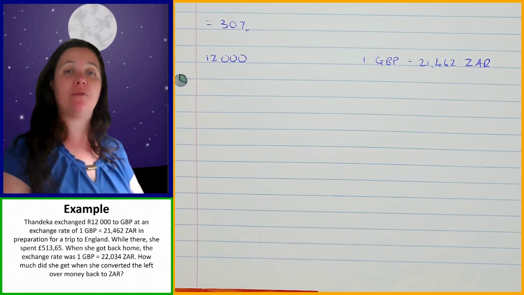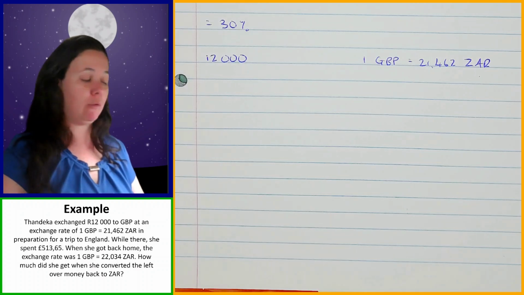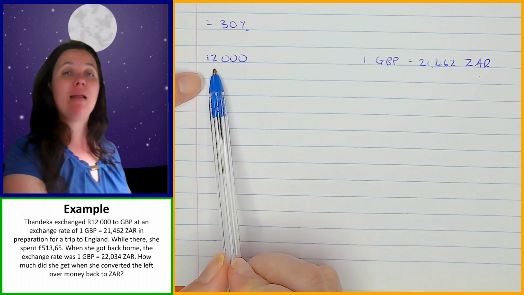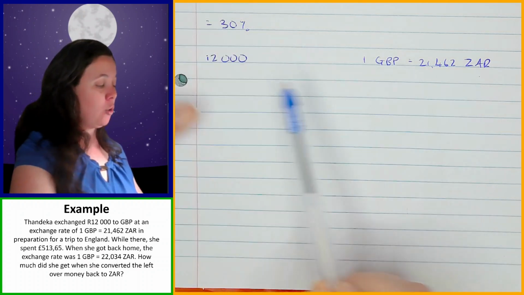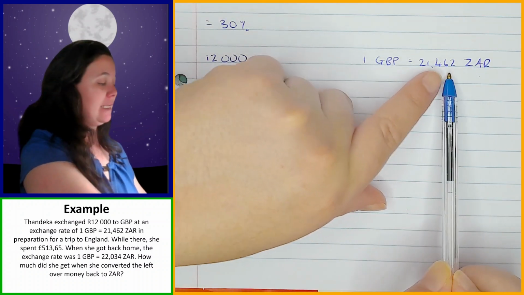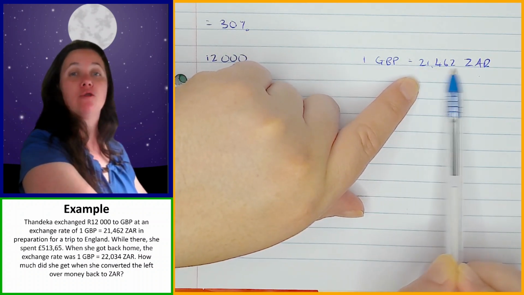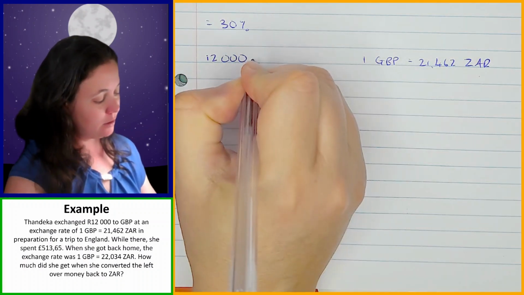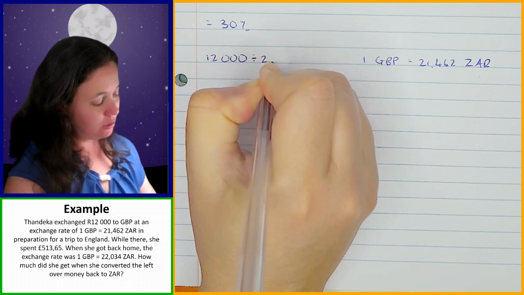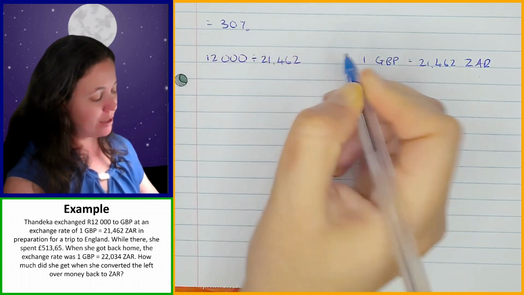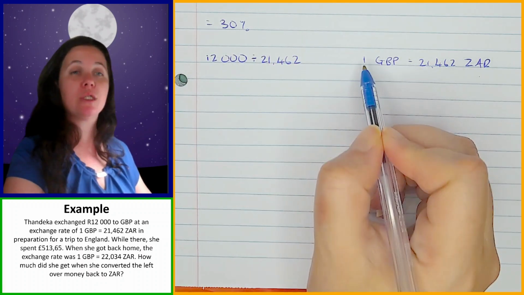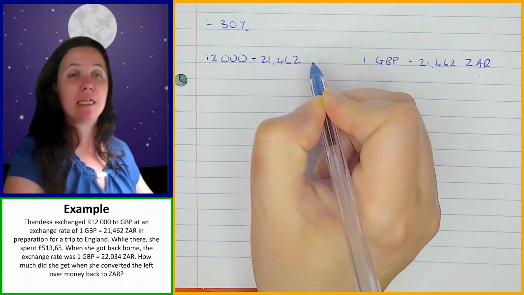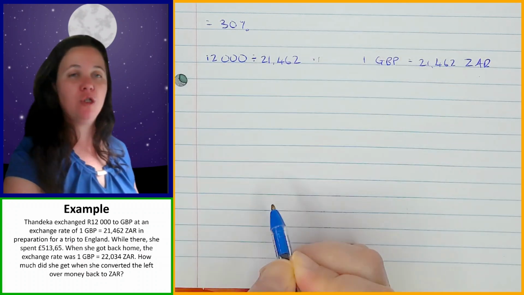Okay, so just like what we were doing earlier, when you're doing something like this, you can work with the concept of dividing by what you have and multiplying by what you want. So in this case, the 12,000 is in rands. So we divide by what we have. So look at the exchange rate. We have rands, so we're going to be dividing by the part of the exchange rate that is rands. So we're going to divide by 21.462, and then we're going to multiply by what we want, which is the 1. Now when you multiply by 1, it doesn't actually make any difference, so I don't need to write that times 1. You can if you want, but you don't need to.